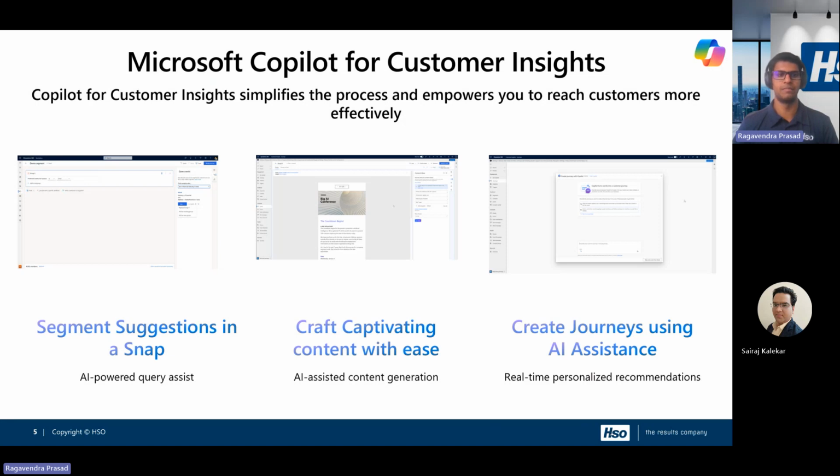journey building process. For example, you can type, create a journey that sends a welcome email to all customers that are part of loyalty member segment, and Copilot generates a journey suggestion for us. So you can edit, modify your journeys by adding or deleting steps or by changing the settings and parameters.